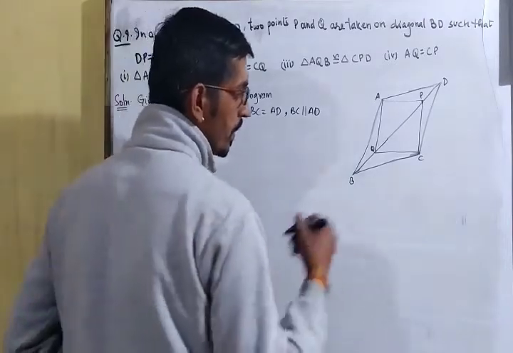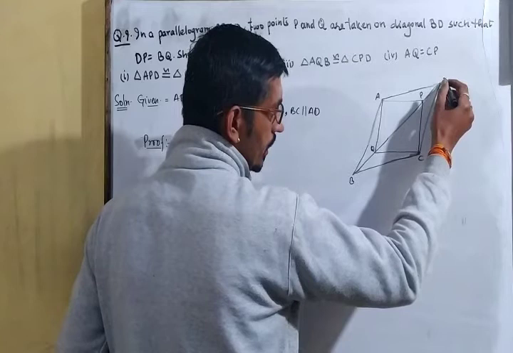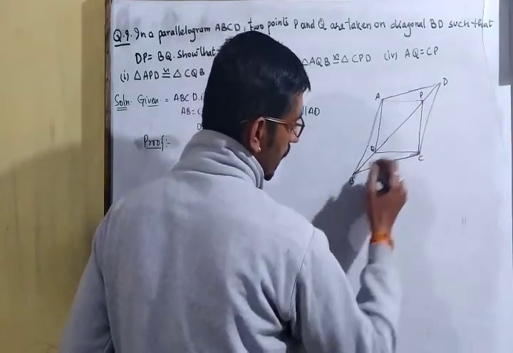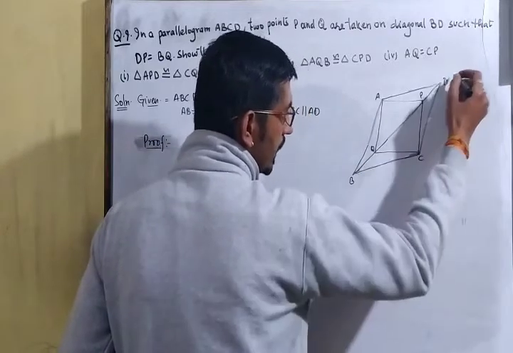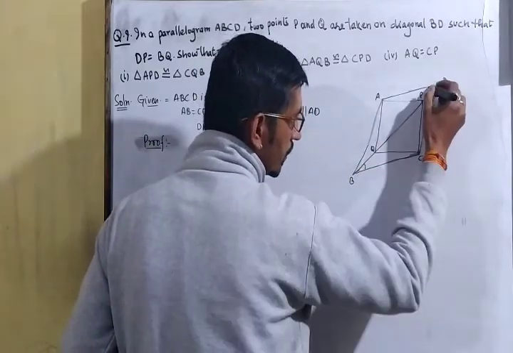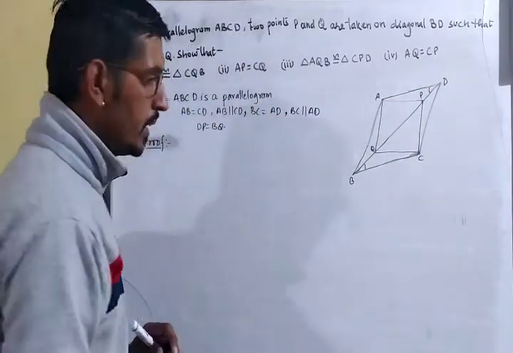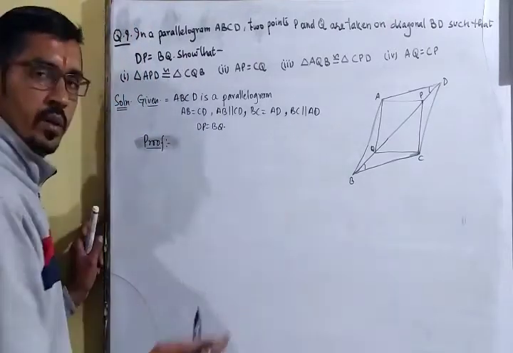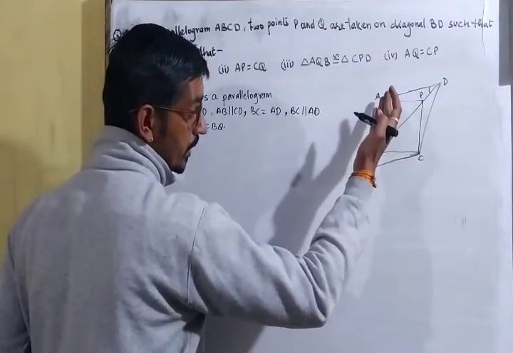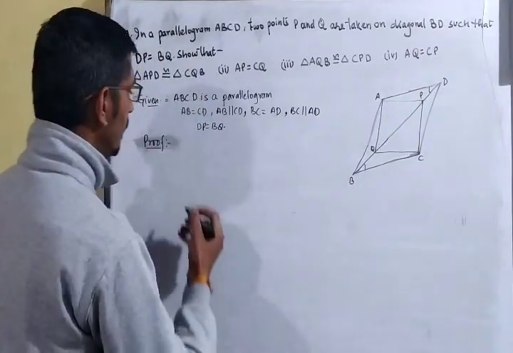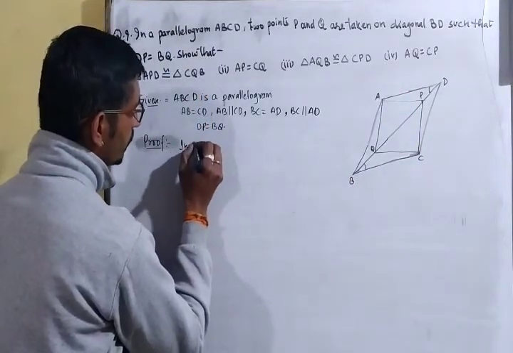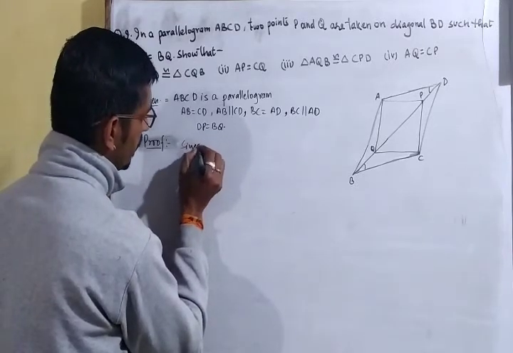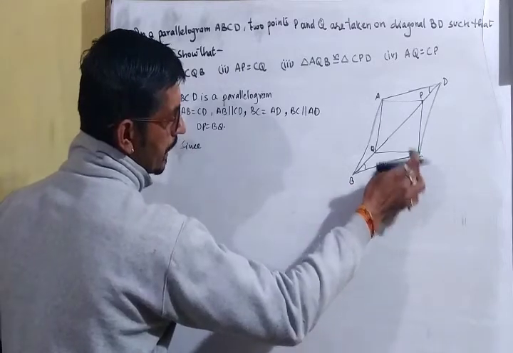So how to prove? Since AD is parallel to BC and BD is a transversal, this angle will be equal to this angle by alternate pair of angles. So we have one angle in between those two sides. So we can easily prove CQB is congruent to APD. Okay. So in the triangles, first you will write since BC is parallel to AD.